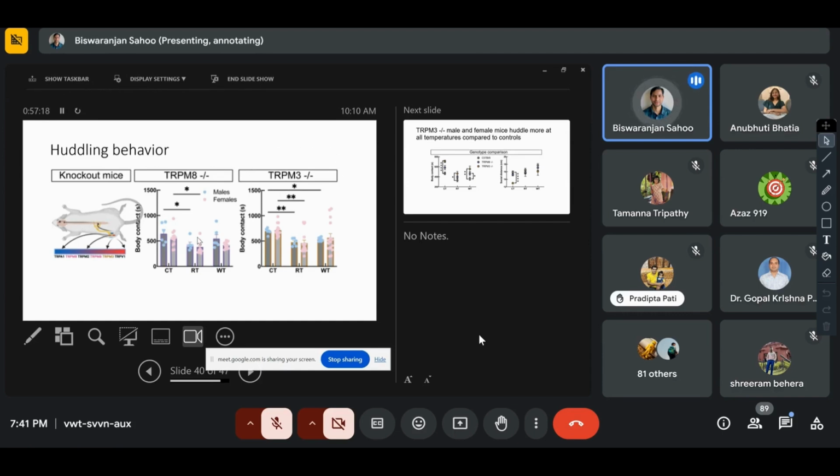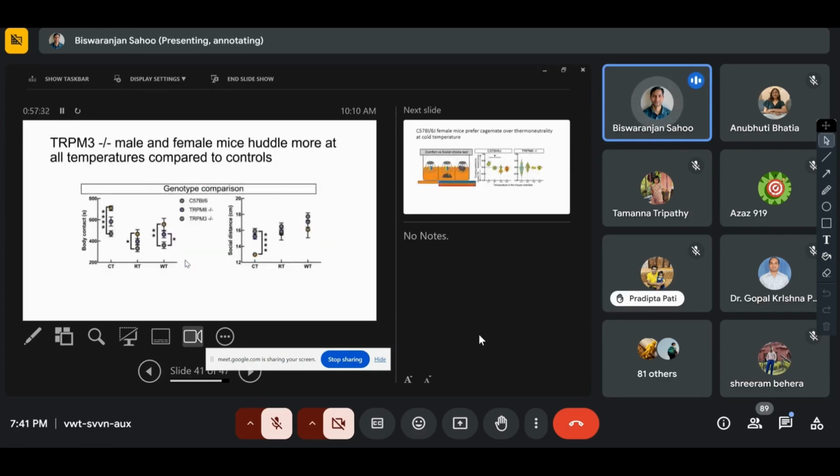We tested knockout animals, where you knock out these receptors, to see how they behave in the direct social interaction test, and also the whole comparison between them. We found that the TRPM3 warm sensor knockout animals huddle more. They're not feeling warm, so they huddle more than the control animals at all temperatures.